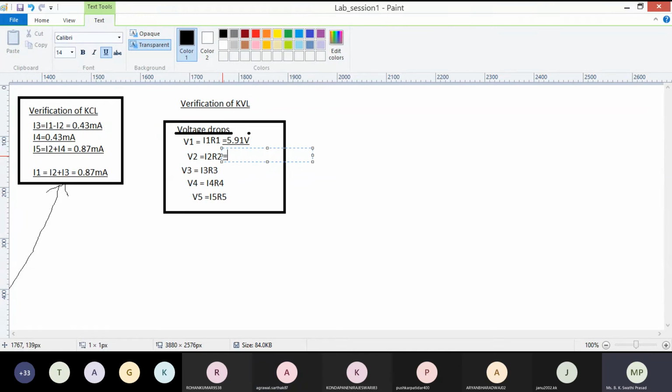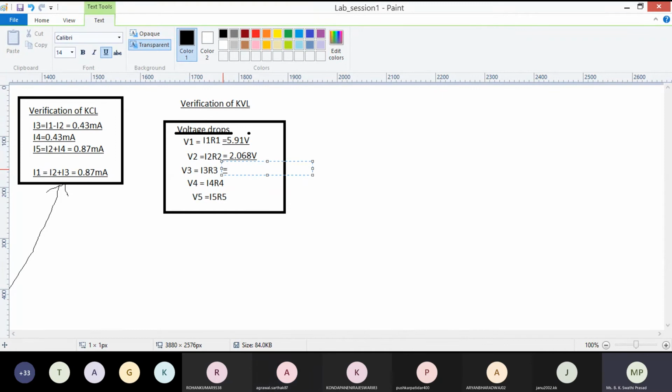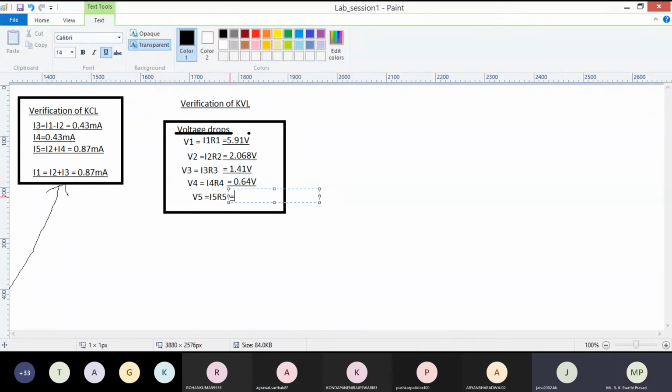So next, what is V2, or I2 R2? 2.068 volts. Next, what is V3? V3 is I3 into R3. Do it. 1.41 volts. What is V4? 0.64 volts. What is V5? I5 into R5, do it. 1.91 volts.